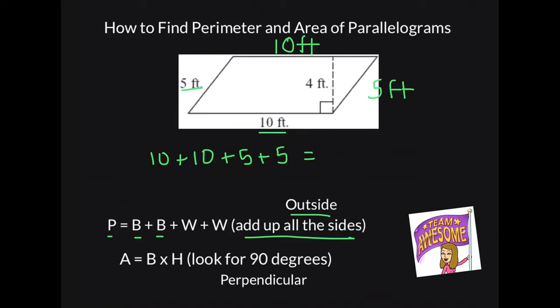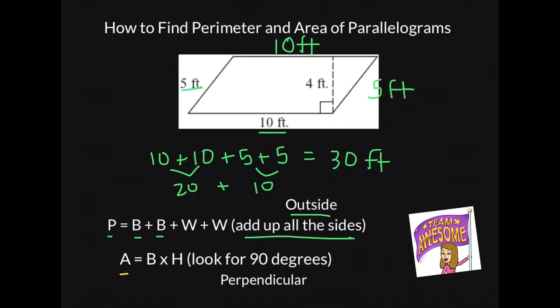So then I'll be adding that right side as well. I have all 4 outsides, so now I'm ready to add. 10 plus 10 gives me 20. 5 plus 5 gives me 10. Bring down my addition symbol, 20 plus 10. The perimeter of this parallelogram is 30 feet. Let's go rocking and rolling on to the area.